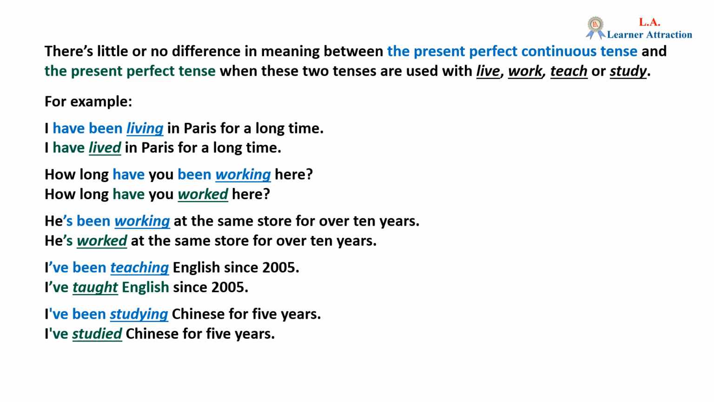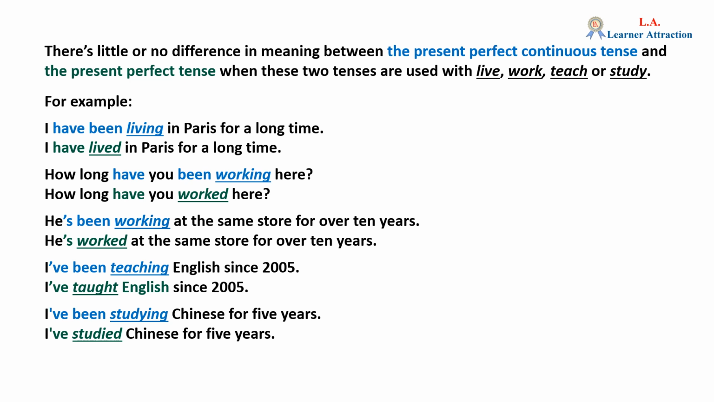3. There's little or no difference in meaning between the present perfect continuous tense and the present perfect tense when these two tenses are used with live, work, teach, or study. For example, I have been living in Paris for a long time. I have lived in Paris for a long time. How long have you been working here? How long have you worked here?